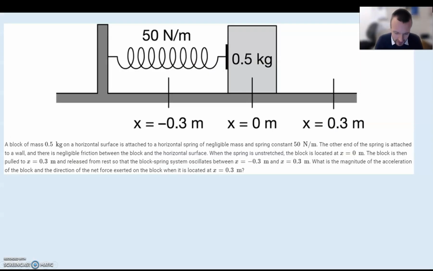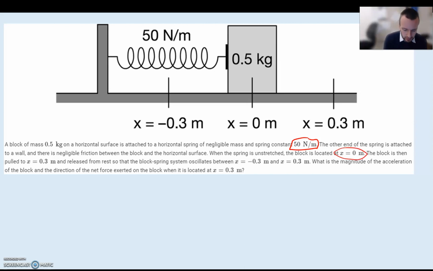Let's get into it. Stuff that goes back and forth. Our first example, we have a block on a horizontal surface attached to a horizontal spring oscillator. The spring is going to have a k of 50 newtons per meter. The other end of the spring is attached to a wall, and there's negligible friction between the block and the horizontal surface. Sweet. When the spring is unstretched, the block is located at our equilibrium position.